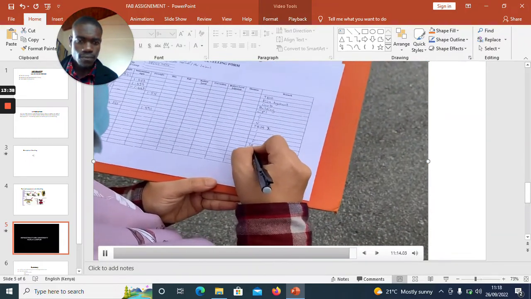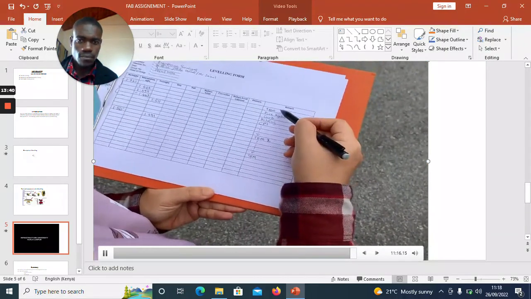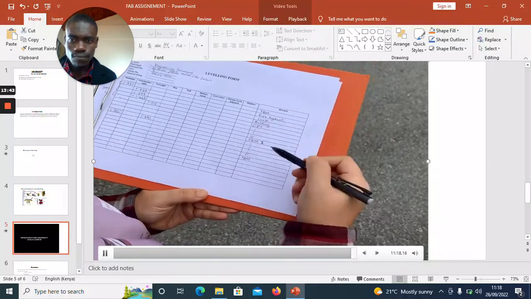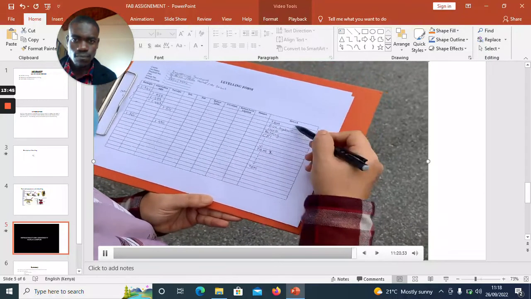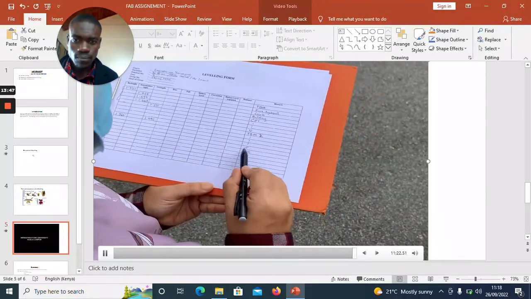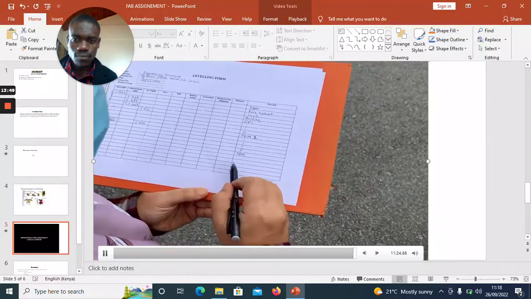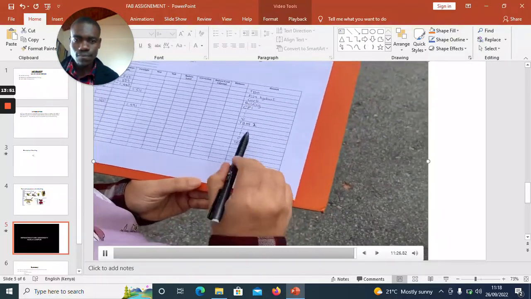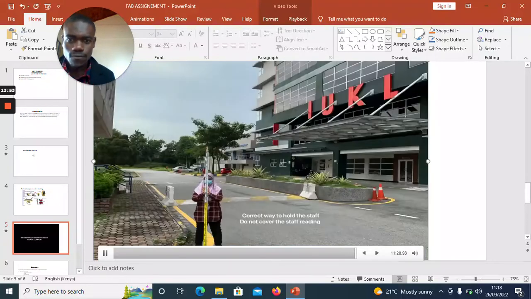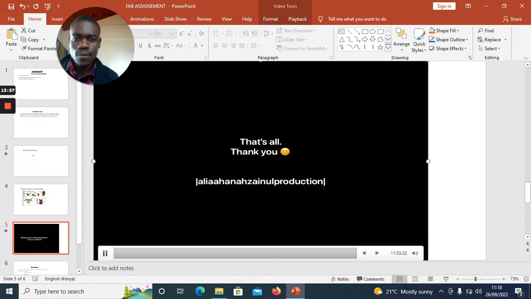TBM original, the first starting point. We have to start and finish at the same point, since this is the only known reduced level value point that is available on our site. Now, after recording your data, the next step you have to reduce the levels. You can use the two methods, either the height of collimation method or the rise and fall method.